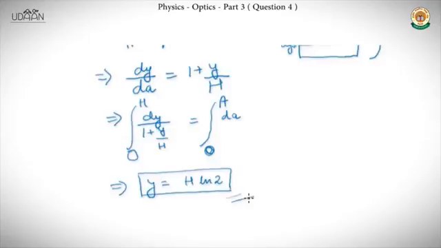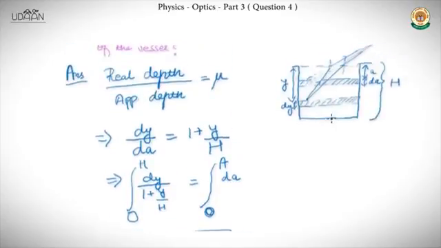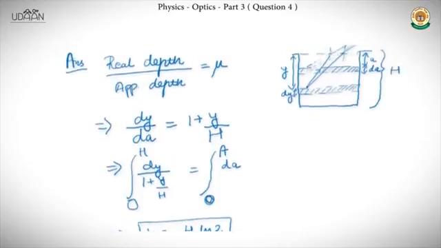Okay. So to summarize, we considered each small element in the beaker to be acting as an independent liquid contributing to the total apparent depth. Then we got a relationship between the apparent depth and the real depth for each small element. Then we integrated it over the whole liquid to get the final apparent depth.